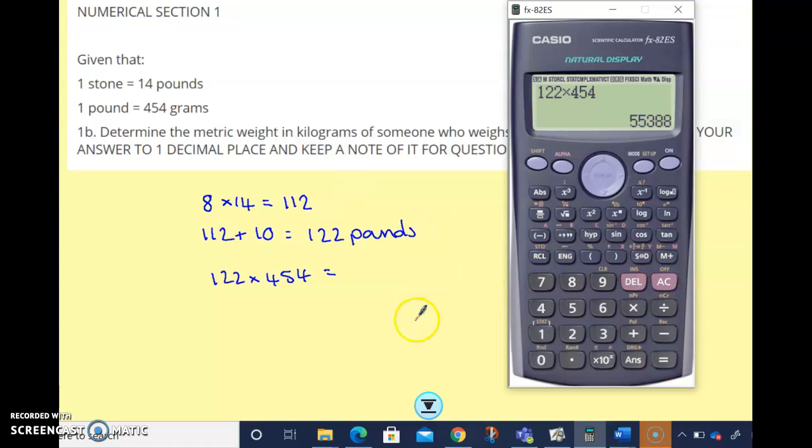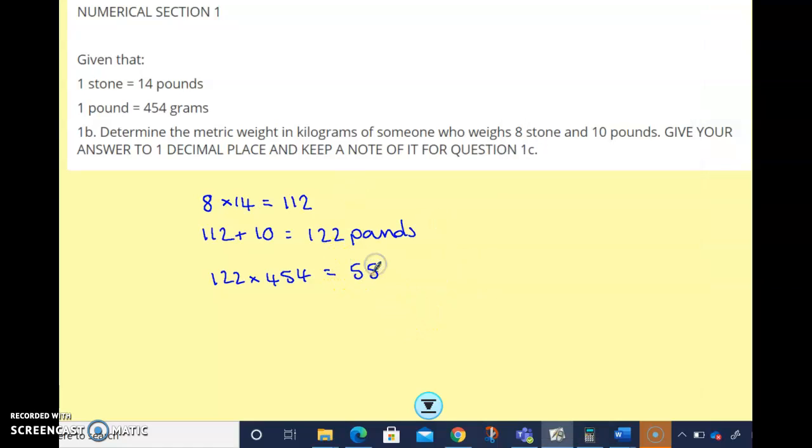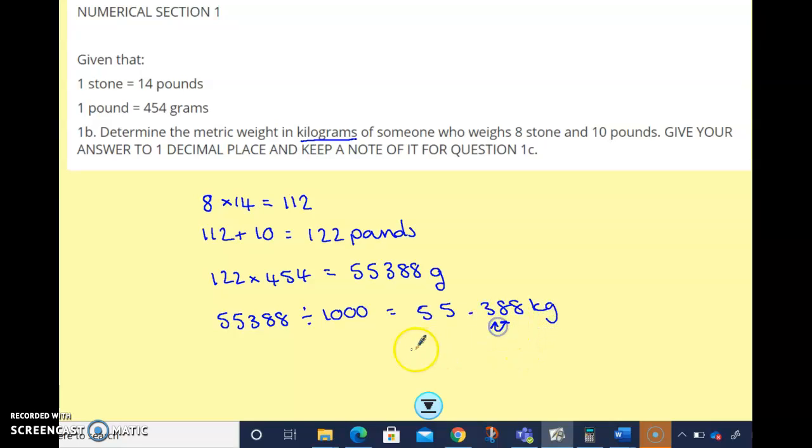That gives me 55,388. That is in grams. I want a weight in kilograms. There are 1,000 grams in a kilogram, so I need to divide by 1,000, which is 55.388 kilograms. Again, I want 1 decimal place. That 8 is going to push that 3 up, so it'll be 55.4 kilograms. Obviously, in the assessment, you would just put in the 55.4. Don't put in the units.